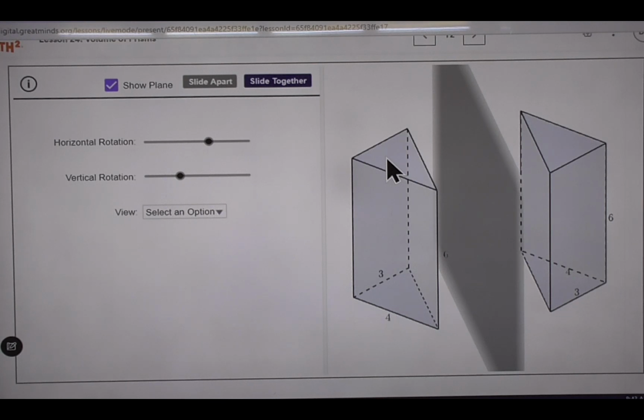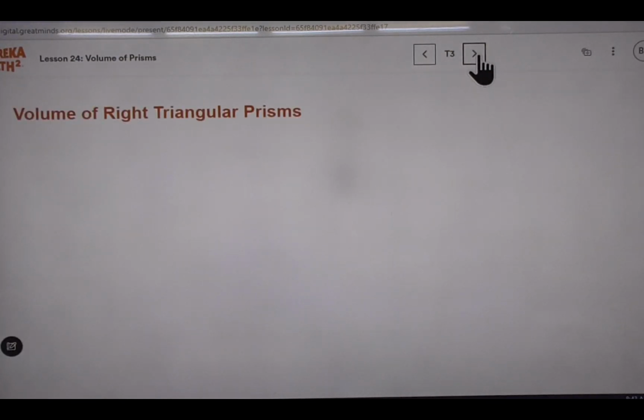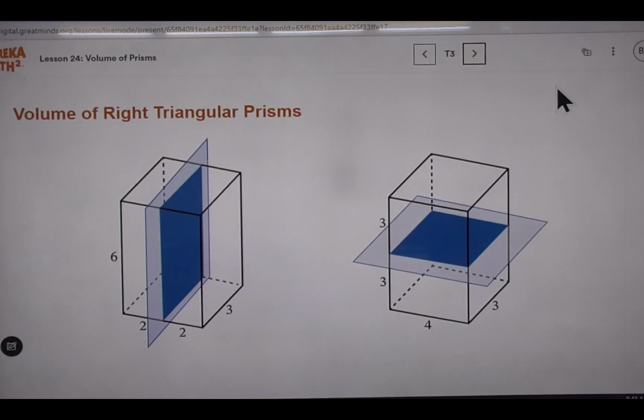So today we will determine how to find the volumes of other types of right prisms, such as triangular prisms. As we do, consider how we can use what we already know about finding the volume of a right rectangular prism to help us find the volume of prisms with different shaped bases. Alright, let's go ahead and move to the next slide.